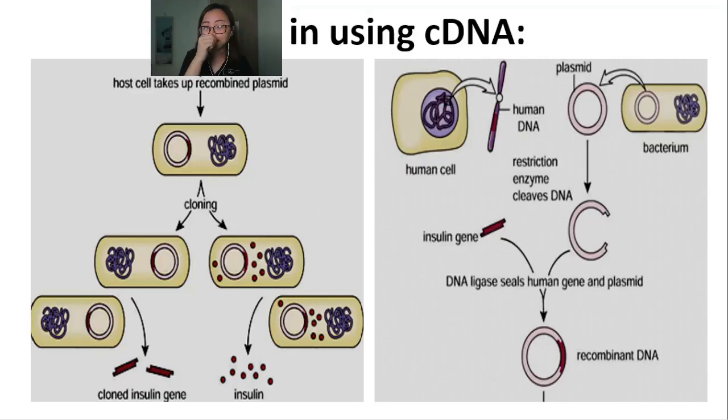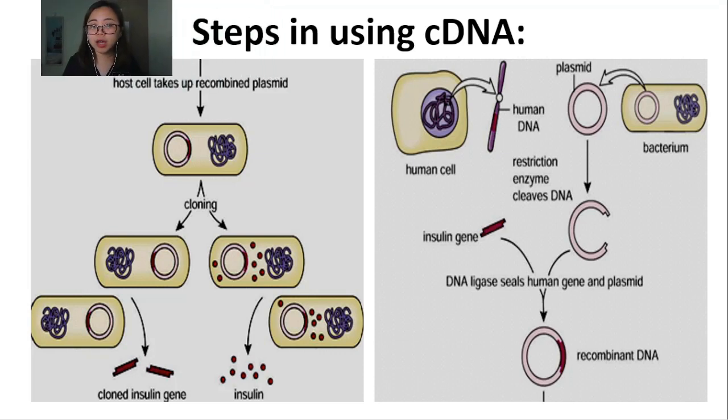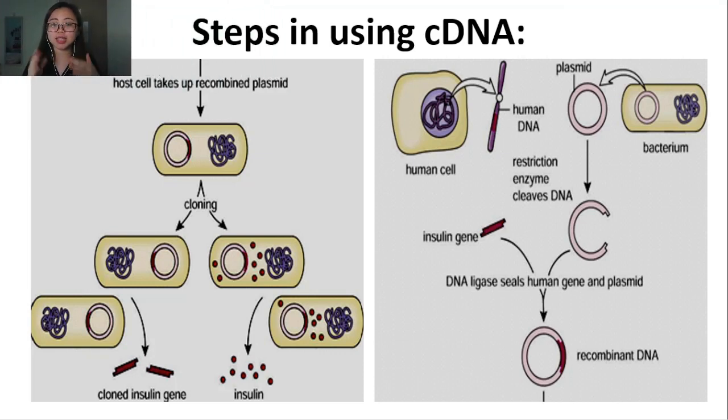Okay, so yeah. So I'm gonna let these bacteria grow, and when it is time, I will extract the insulin protein from here, and I can use that insulin to make medicine, and that medicine will be used for people with diabetes. Okay? So once again, this is a diagram to kind of summarize and illustrate the steps in using cDNA. All right.